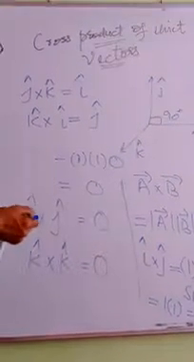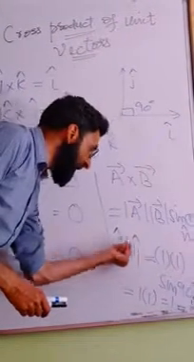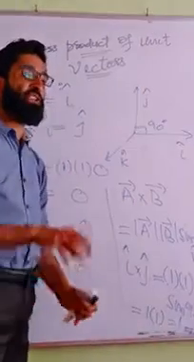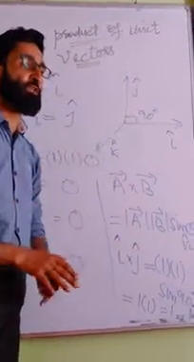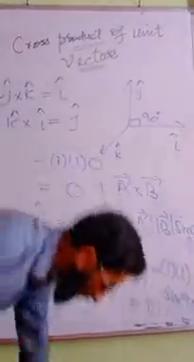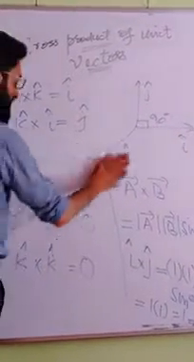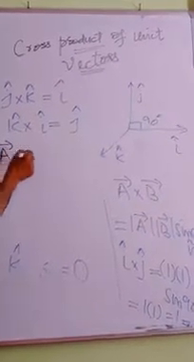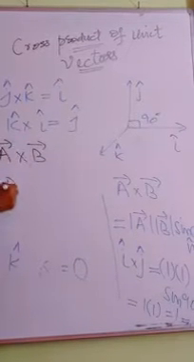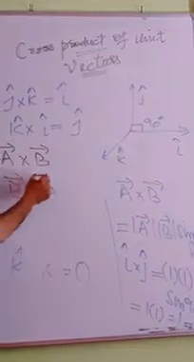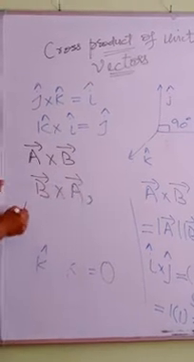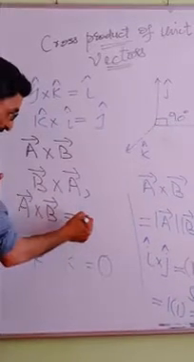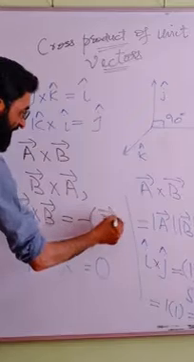Now, if we reverse the order of these two vectors, if we write j cross i cap, it won't be k cap. It will be minus k cap, because the cross product of two vectors is not commutative. What is the cross product of two vectors? How can we define this if we change the order? If we calculate A cross B and we calculate B cross A, then A cross B will be equal to minus B cross A.